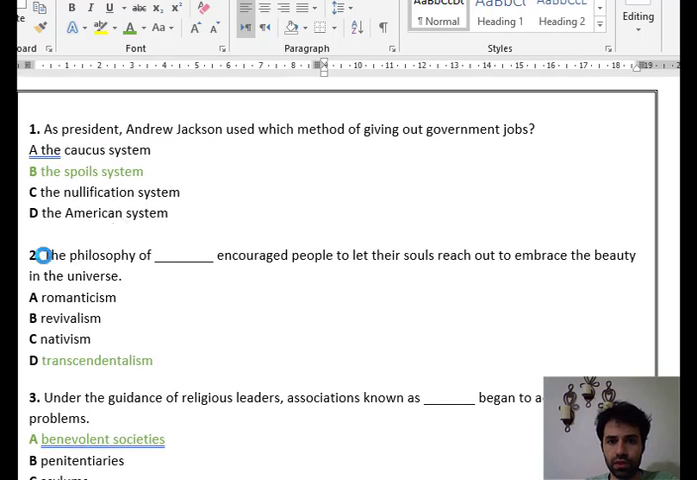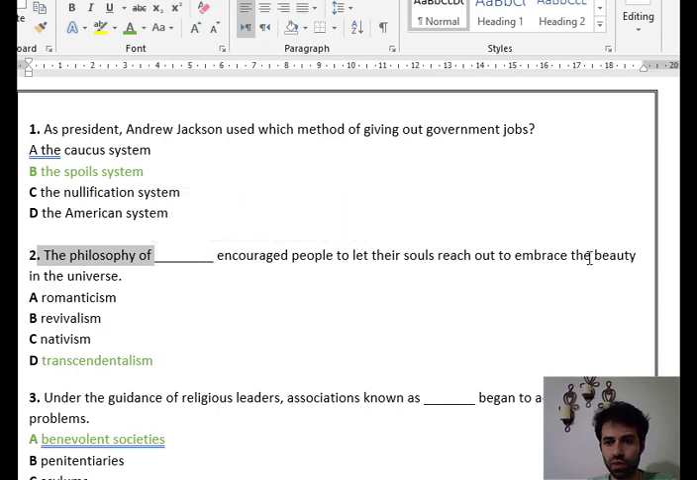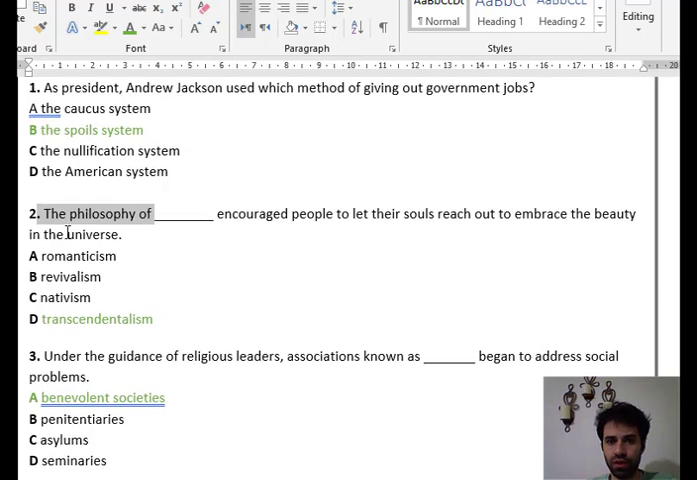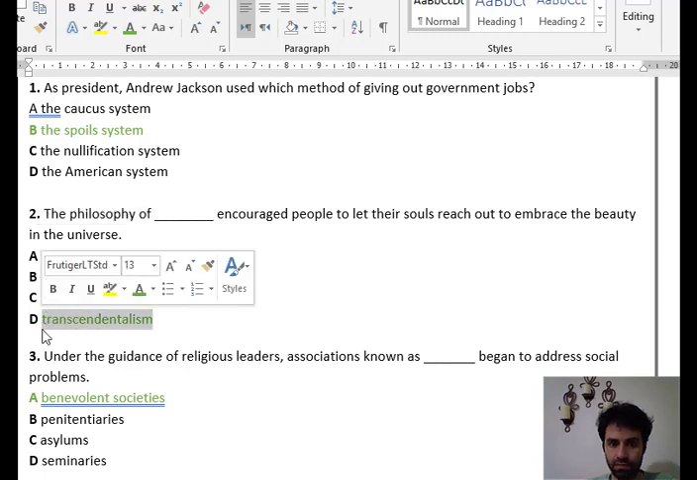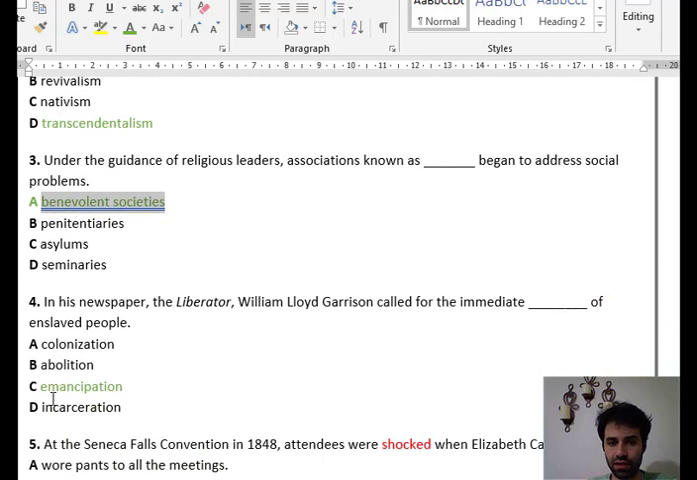So here are some sample questions. Number 2, the philosophy of who encouraged people to let their souls reach out to embrace the beauty in the universe? The correct answer is transcendentalism. Under the guidance of religious leaders, the associations known as began to address social problems. Actually, associations known as benevolent societies.